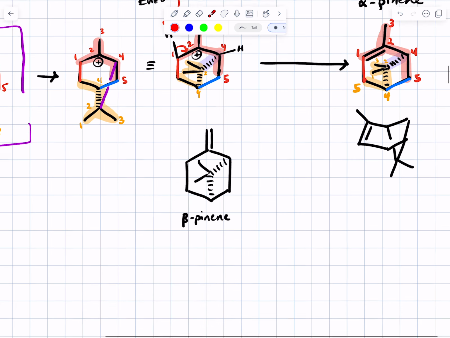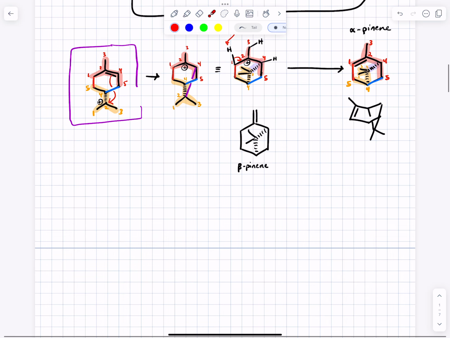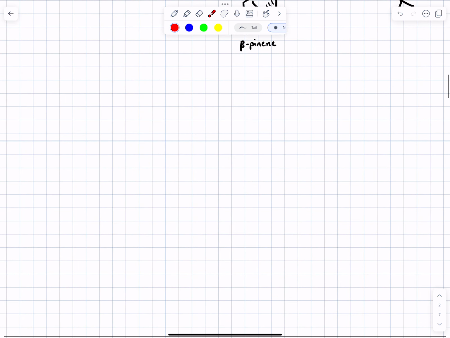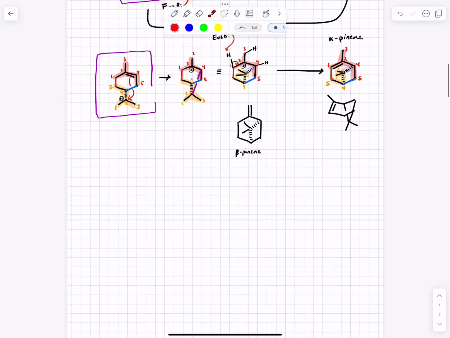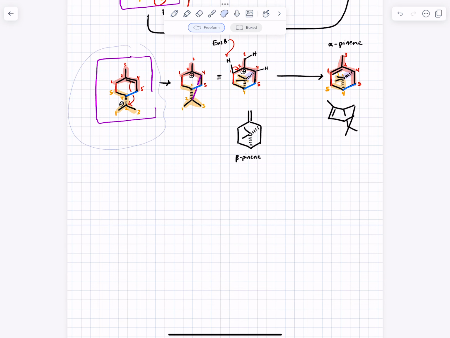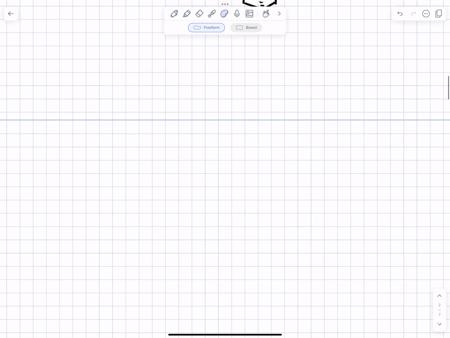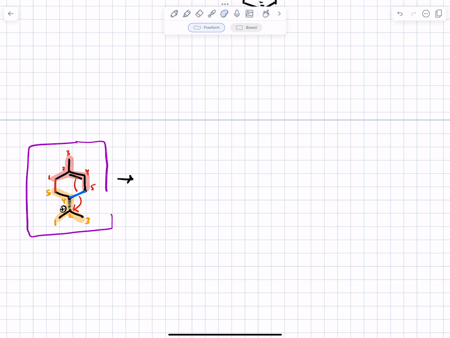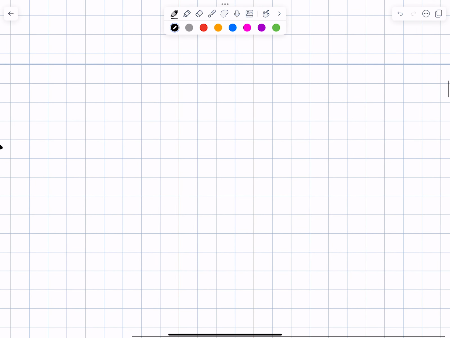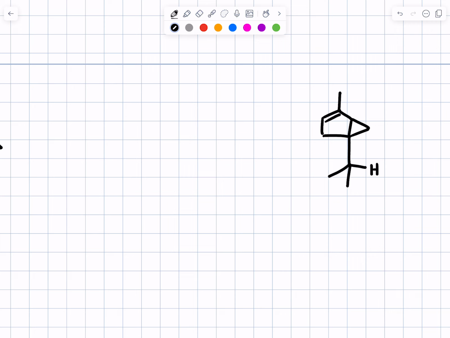All right, let's do another one that also comes from this same linear precursor. This one is fun because, I'm sorry, not linear precursor, but from the same starting material, the same carbocationic intermediate. I like this one because of its shape. Because to me, it looks like a duck.